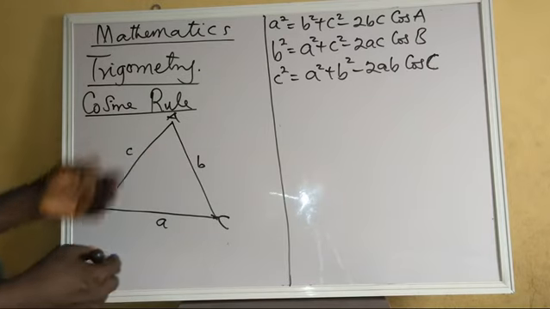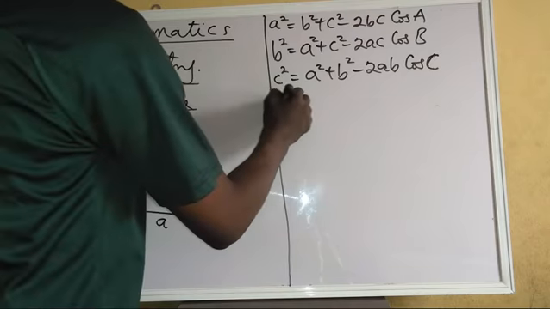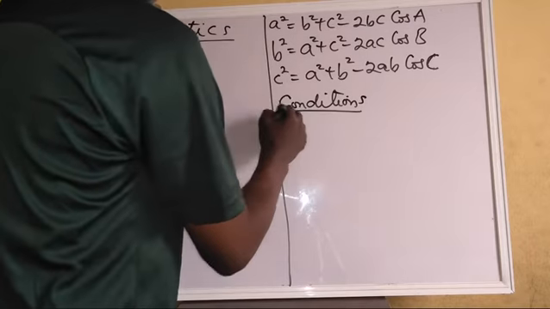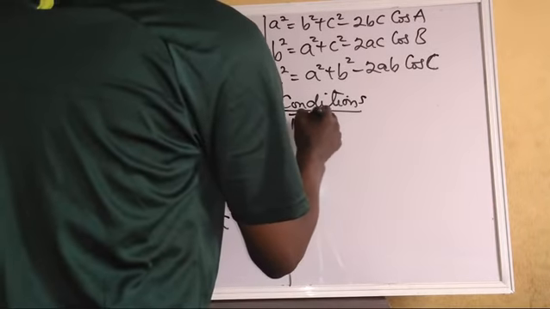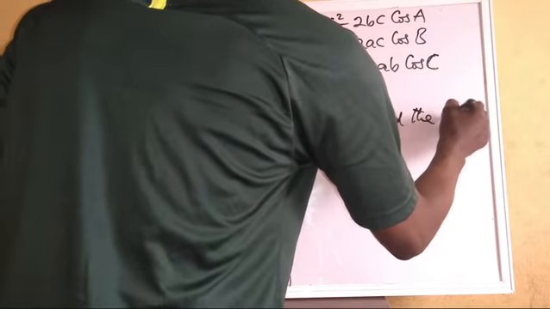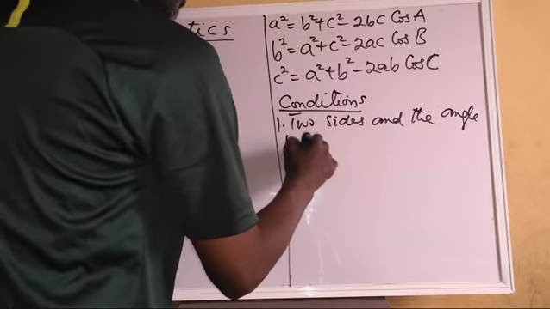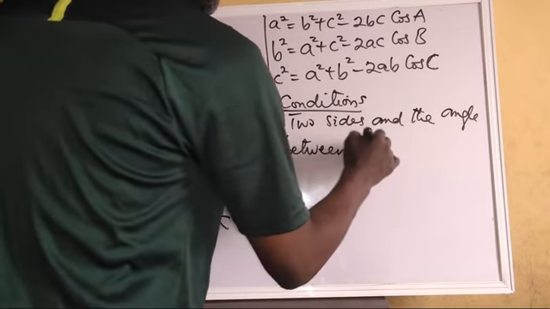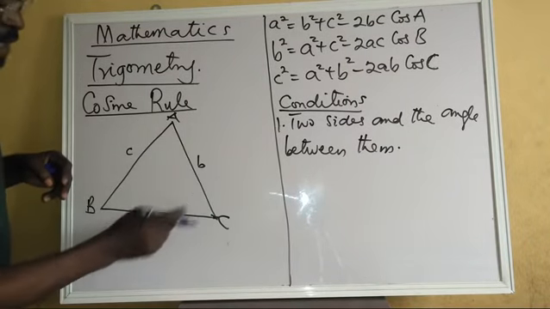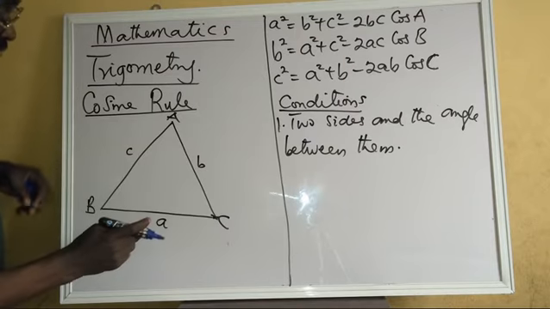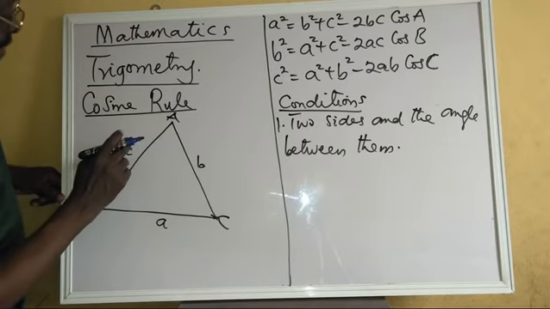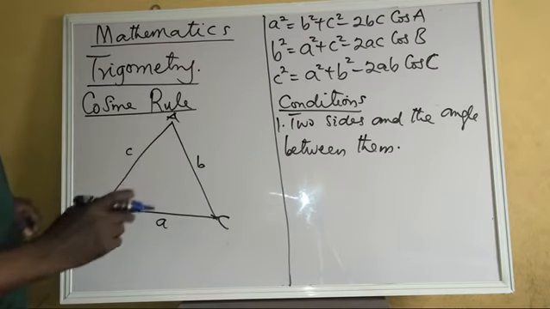What are the conditions that can make us use cosine rule? Conditions. 1. Two sides and the angle between them. For instance, we are given sides A and B. The angle between them is angle C. If you are given sides A and C, the angle between them is angle B. If you are given sides B and C, the angle between them is A.